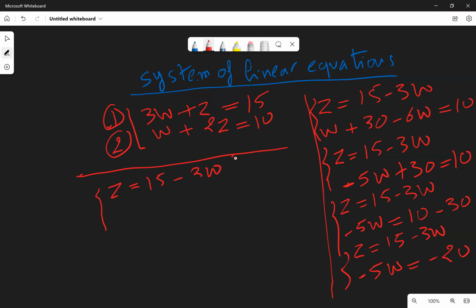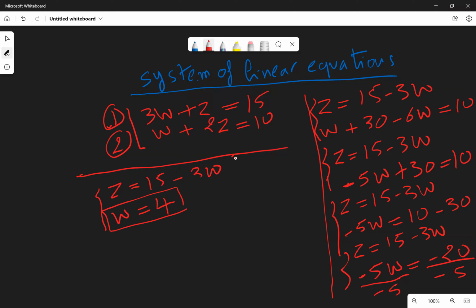We want to get rid of this minus 5, and we have a multiplication, so what we can do is divide by minus 5. We do the same thing for both sides. So we get w equals minus 20 over minus 5. A negative number divided by a negative number is going to be positive, and 20 divided by 5 is 4. So now we find what w is. w equals 4.